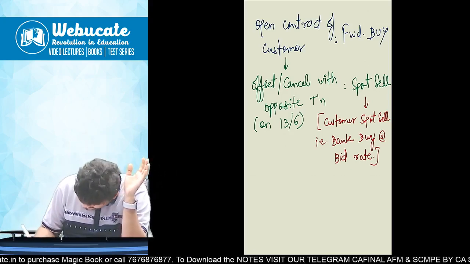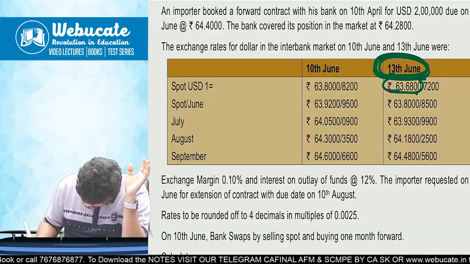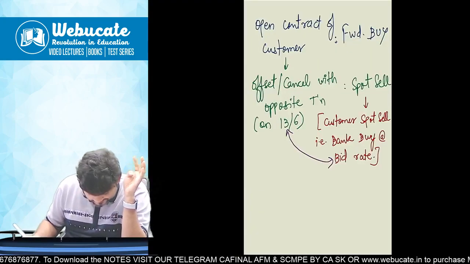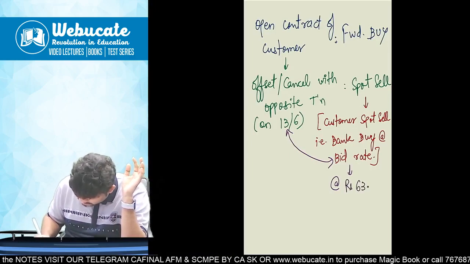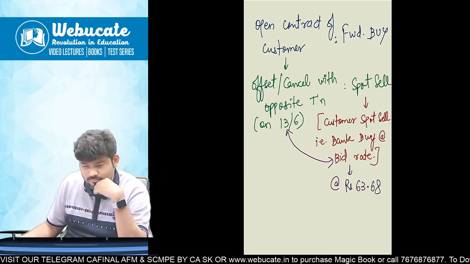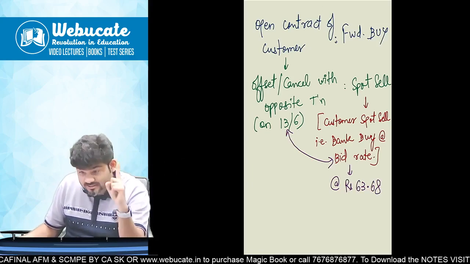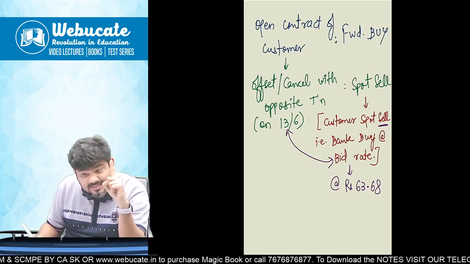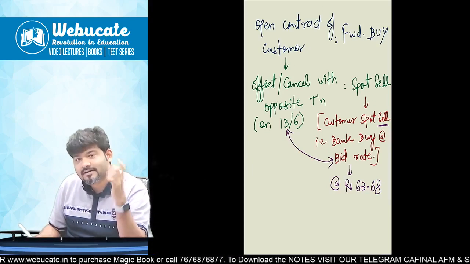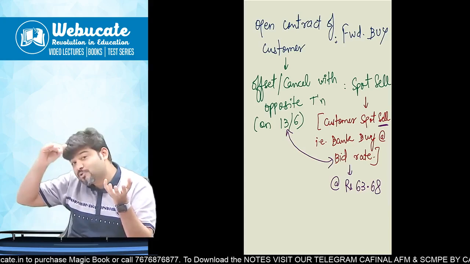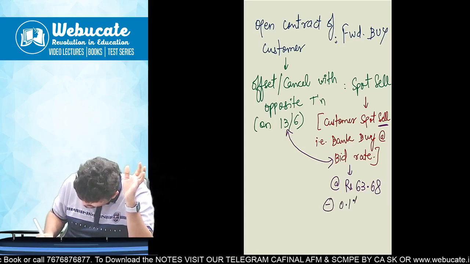Chalo, what is the bid rate on 13th June? Bid rate on 13th June, 63.68. Correct? Now see here. Customer is selling, bank is buying. So if customer is selling, pay attention. Customer is selling, so what will happen? Margin is to be reduced when sales happen. So 63.68 minus 0.1% margin.